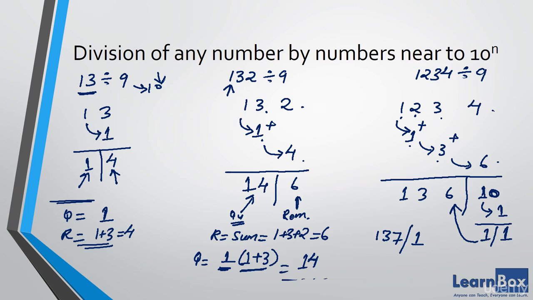Similarly, for a 4-digit number, the first digit of the quotient will be the same as the first digit of the dividend. The second digit of the quotient will be the sum of the first two digits. The third digit of the quotient will be the sum of the first three digits, and so on. And the remainder obviously will be the sum of all the numbers. So in this way we can use this technique to divide even a 5-digit or a 6-digit number by 9.